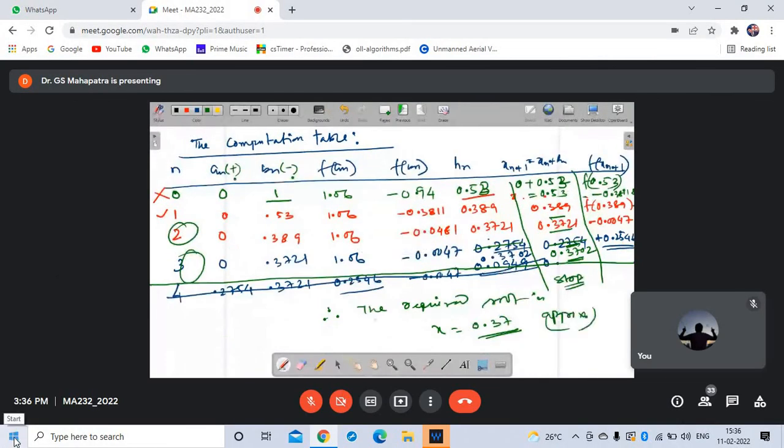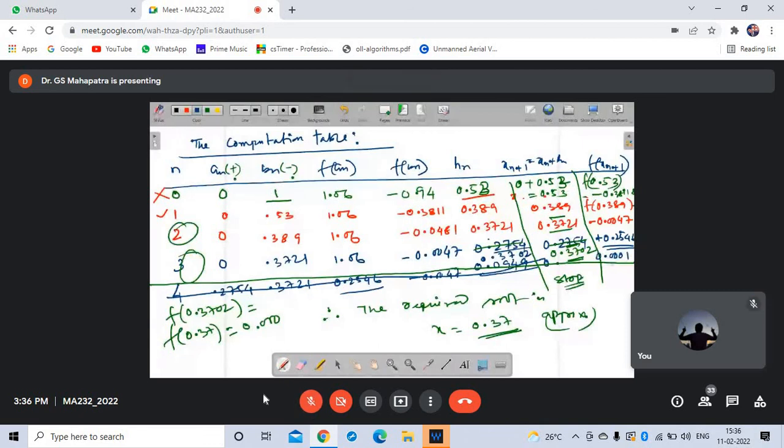Okay, approximate. Just check it. If you put 0.37, what is the answer? That f of x? Yes, sir. Almost 0, sir. No, almost 0 means 0 point something, no? What is that? Just put 0.3702. My question is f of 0.3702. What is the answer? 0, sir. 0. Oh, 0.0001. Yeah, that is fine.